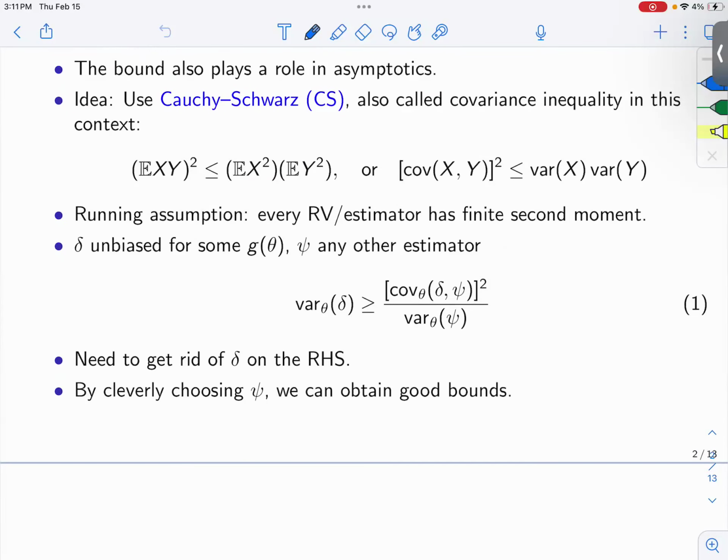So delta would be any unbiased estimator, and I want a lower bound that is not dependent on delta. The way that we have it here is dependent on delta. But if you play your hand right and pick psi properly, then you can get rid of this delta and you get a lower bound that holds for any delta. So that's the idea of the Taylor route. We use the Cauchy-Schwarz inequality to derive a result that holds for any unbiased estimator. Is that idea clear?